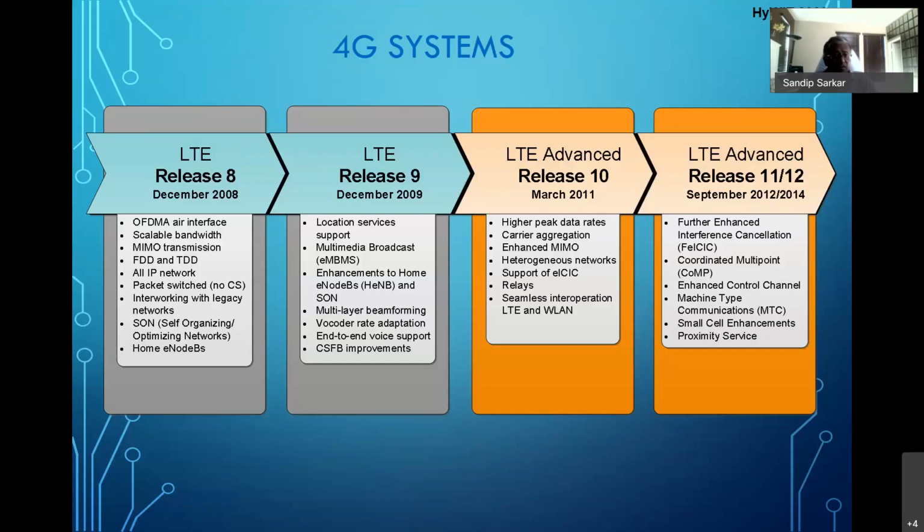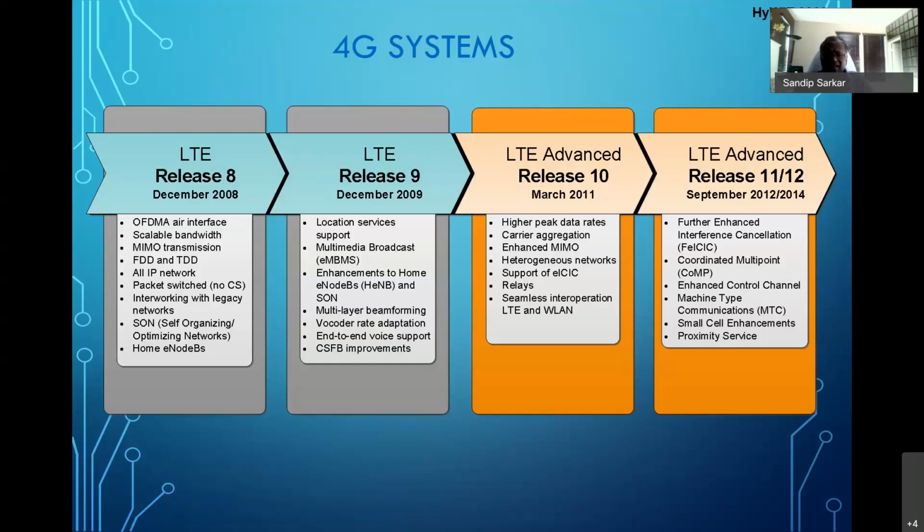This is an all IP network, so it's packet switched with no CS, CS meaning circuit switched. Initially, for voice, there was some legacy interworking so that voice could be circuit switched. This was called circuit switched fallback and so on and so forth. But native LTE voice goes to an all IP network.